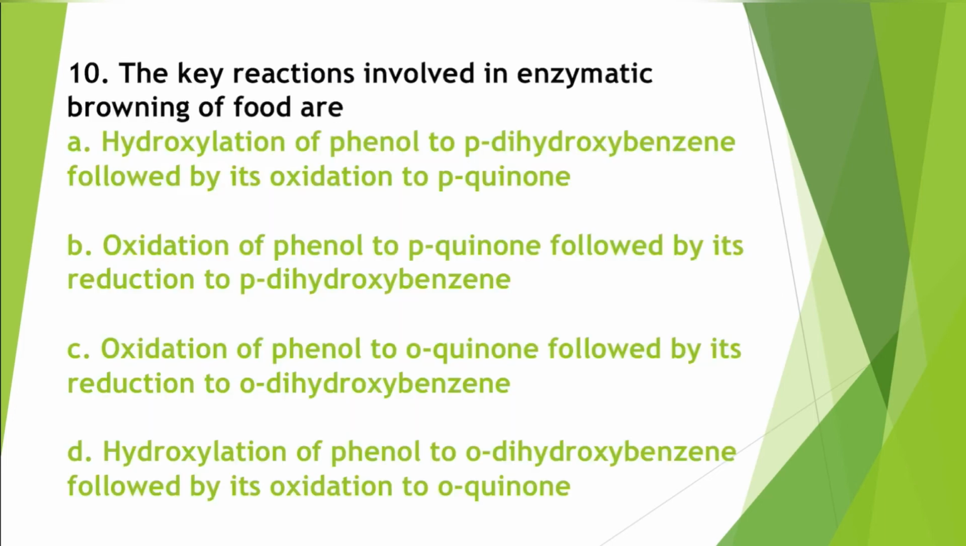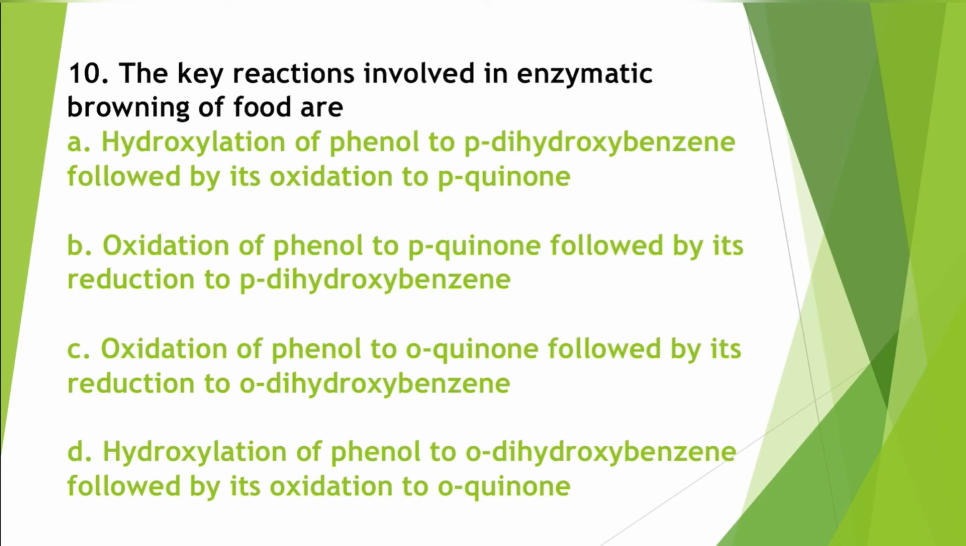Next, the key reactions involved in the enzymatic browning of food are: hydroxylation of phenol to p-dihydroxybenzene followed by its oxidation to p-quinone; oxidation of phenol to p-quinone followed by its reduction to p-dihydroxybenzene; oxidation of phenol to o-quinone followed by its reduction to o-dihydroxybenzene; or hydroxylation of phenol to o-dihydroxybenzene followed by its oxidation to o-quinone.